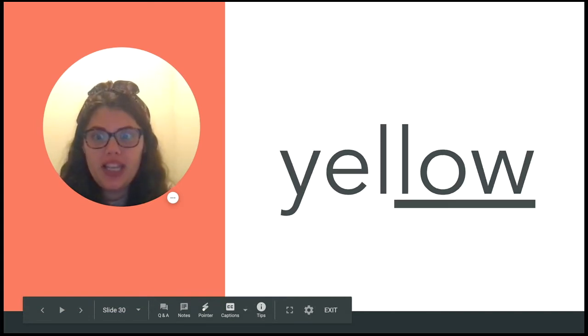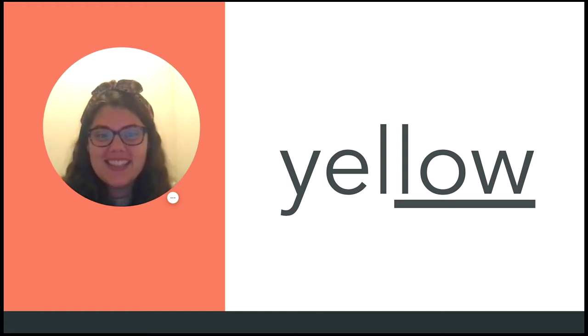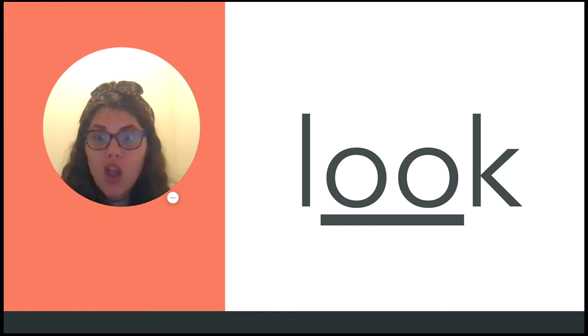And what about this tricky word? We can sound out the first 3 letters, Keeble Cubs. It is also a color. Yellow. That's right, friends. All right, friends. Do you remember what this tricky word is? This is the tricky word look.